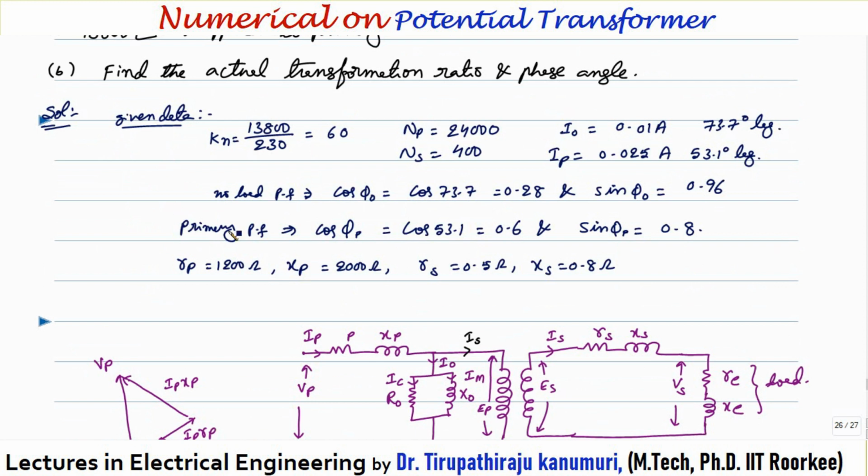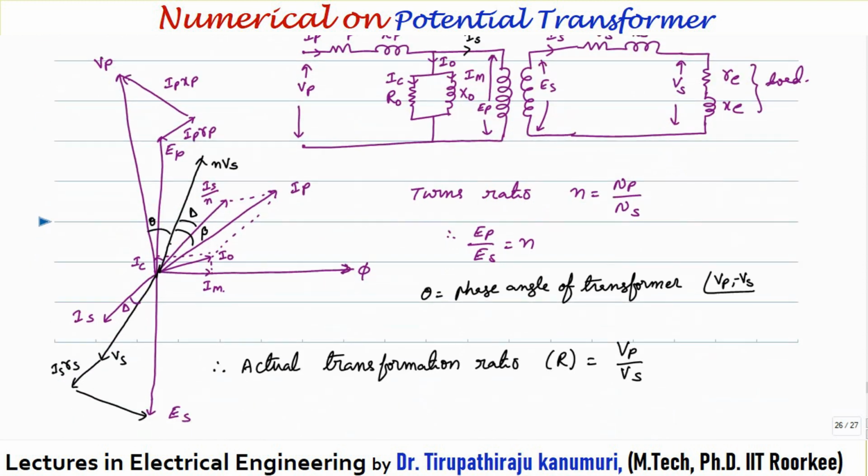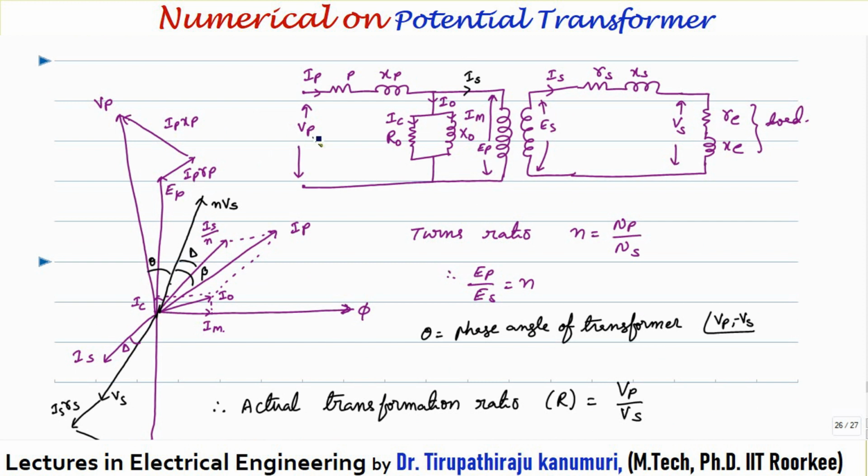Similarly the primary current is mentioned as 0.025 amperes at an angle of 53.1 lag. That means the primary power factor will be cos phi p and sin phi p will be 0.58, sin of 53.1. It is also mentioned that RP is equal to 1200 ohms, XP 2000 ohms, RS 0.5 and XS equal to 0.8. Now I have gone to the equivalent circuit. Here they have mentioned the value of VP. From VP, we have to go up to the load and calculate all the things, so we have to go in this sequence.